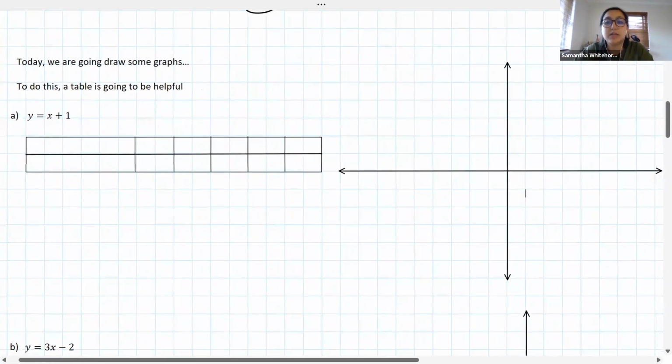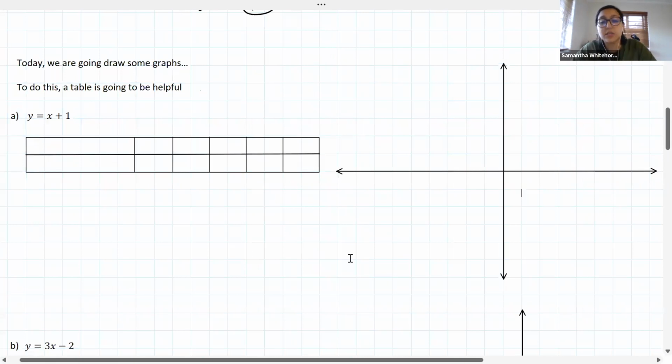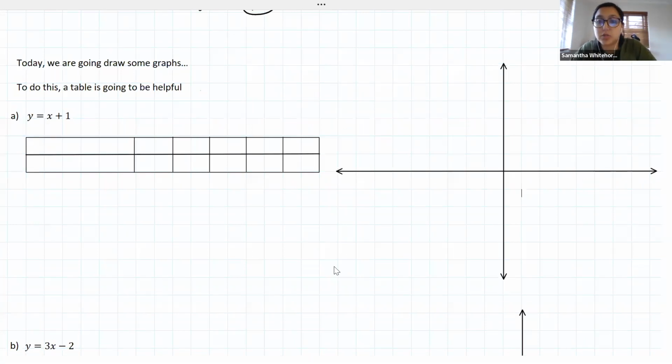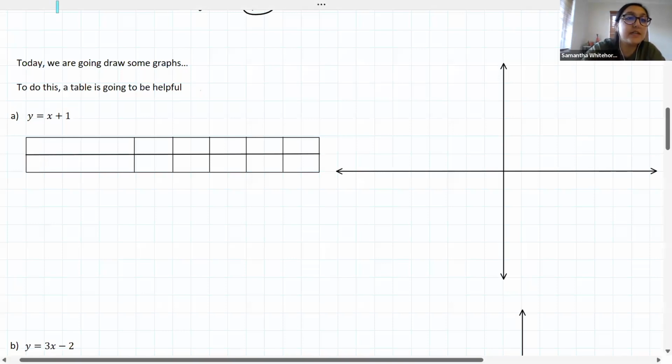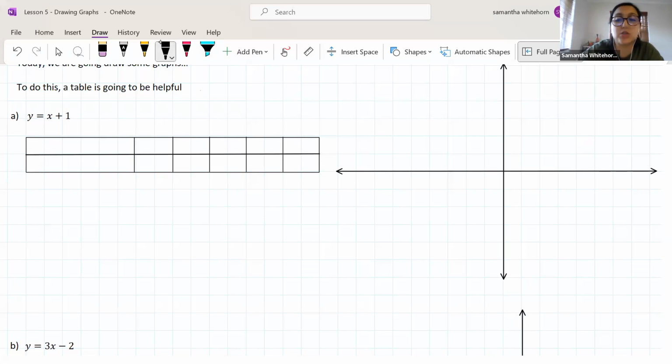Most of the time in a test or an exam, we will give you the Cartesian plane. We don't expect you to be able to draw it yourself, just because it wastes time in a test or in an exam. But please remember that we could expect you to.